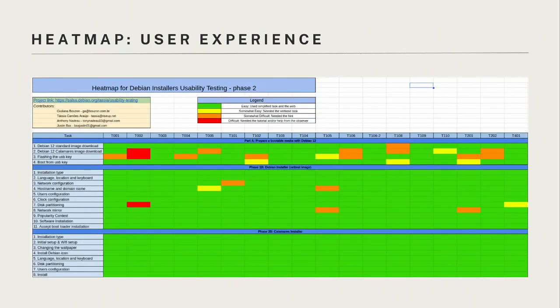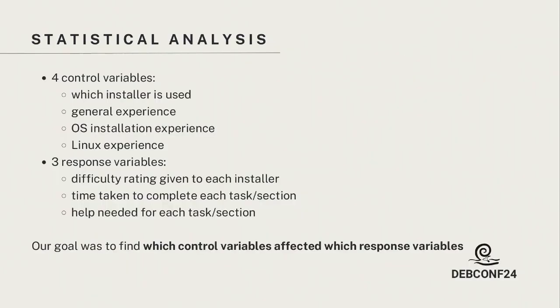And in terms of the task list, again, part 1 was to prepare the bootable media, the 2 USBs. Part 2 here is actually phase 1B, the Debian installer netinst image, and 2B is the Calamares installer. So you can see there was no struggle with Calamares, but we'll comment on that in the analysis.